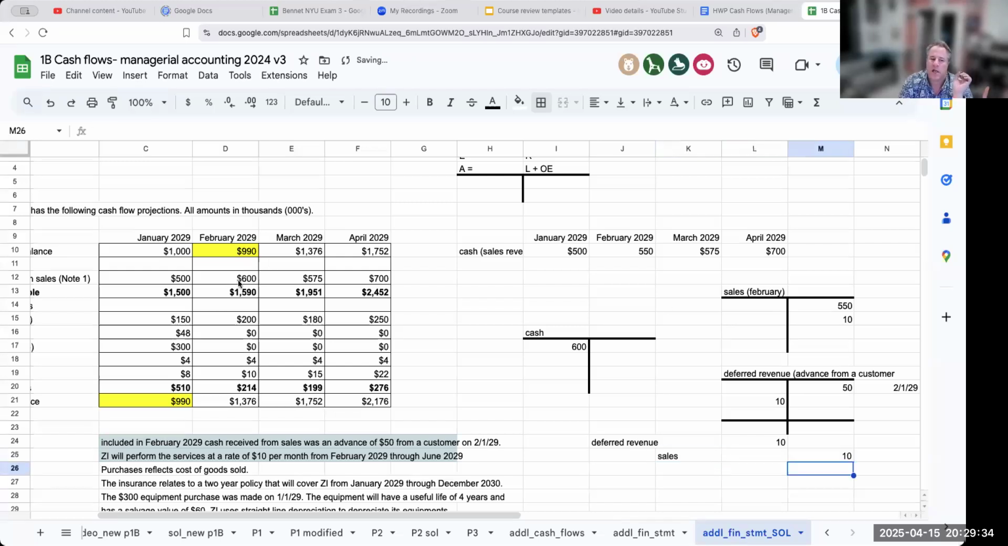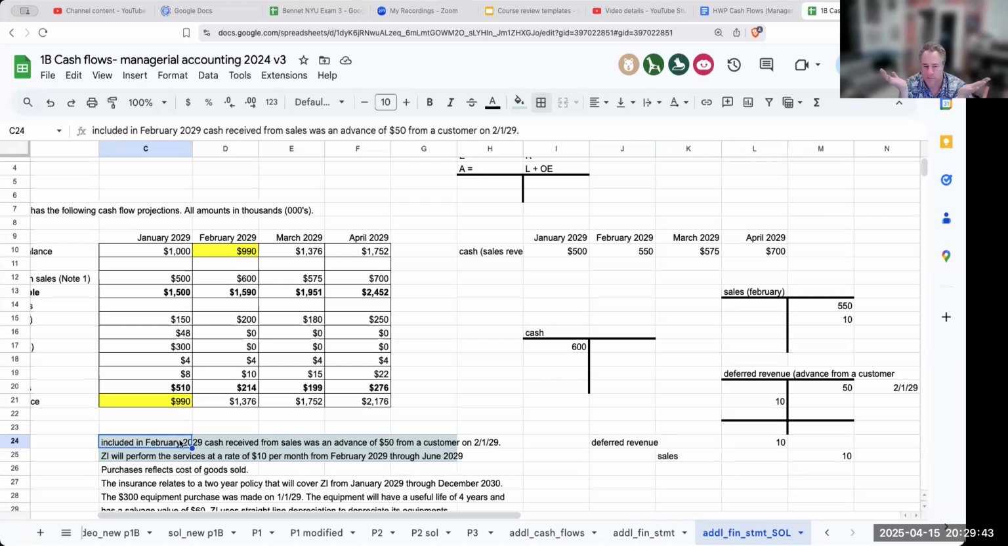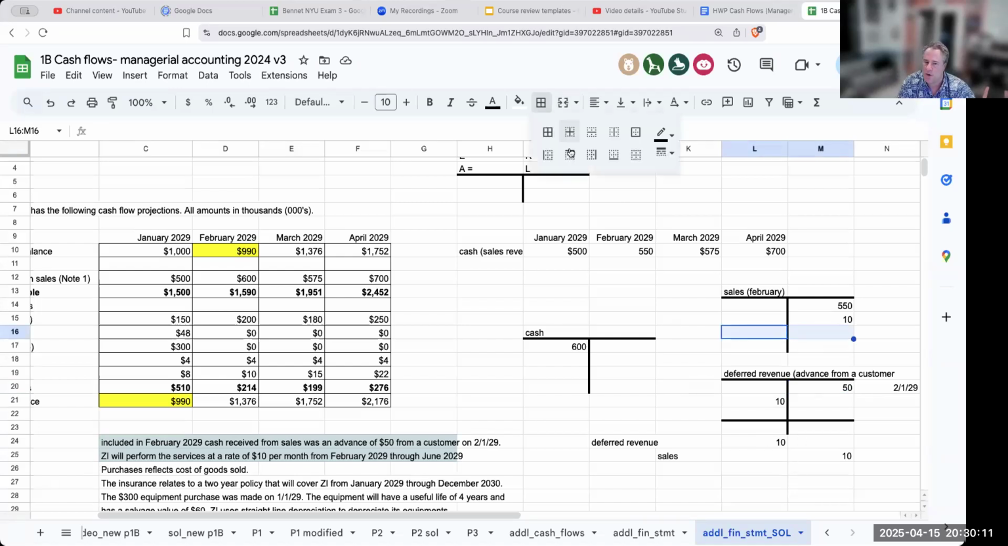So remember, I got 600 cash, but not all of that, per this note, was in fact cash sales, because included in this amount was an advance from a customer of 50. So what does that mean? It means that I cannot recognize that amount as revenue immediately. I have to recognize it over the period of time I do my services. So for the month of February, I'm going to go ahead and recognize another 10.